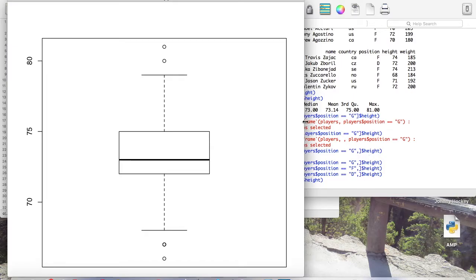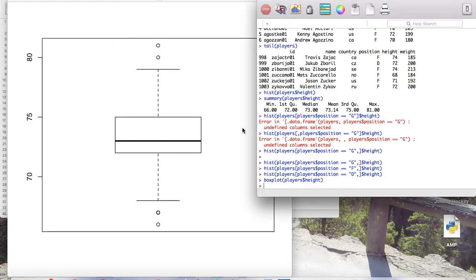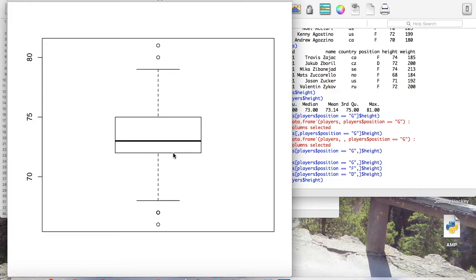So the same data, I've taken the box plot and I've plotted all of the heights for the players. There are a few pieces of information that a box plot gives you. One is this box in the middle. It gives you the median, which in this case is this solid black line, which is 73. The 75th percentile, the third quartile value here, is 75. The 25th percentile value, the first quartile, is 72.